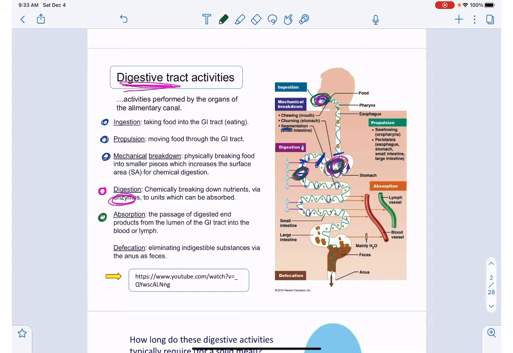The vast majority of absorption, nearly all of the absorption, I should say, of proteins, carbohydrates, and lipids are going to occur in the small intestine. This is where the majority of it occurs, as well as vitamin absorption, mineral absorption, and water absorption. It is all going to occur in the small intestine.